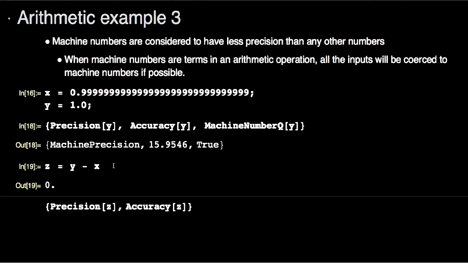So I take 1 minus 1, and I get exactly machine 0. Okay, so you've lost all significance in that problem by having machine numbers. But in many cases, that's just fine, and your computations will be fast with machine numbers. And that's what allows Mathematica to do a lot of stuff really fast. But if you need more, you would want to coerce that 1 to something else.